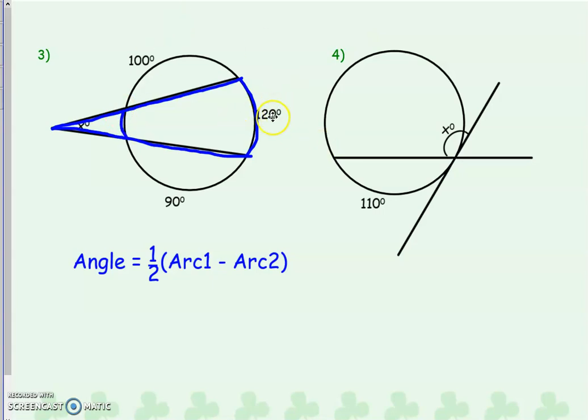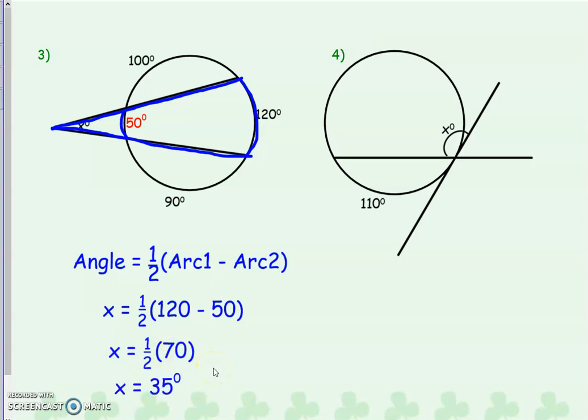Now, I know this arc is 120, and I'll bet you all could figure out that this arc right here is 50. All the arcs add up to be 360. So x is half of 120 minus 50. It's half of 70. It's 35 degrees. Again, in tonight's homework, I want to see three things: the formula, the numbers you used, and the answer.